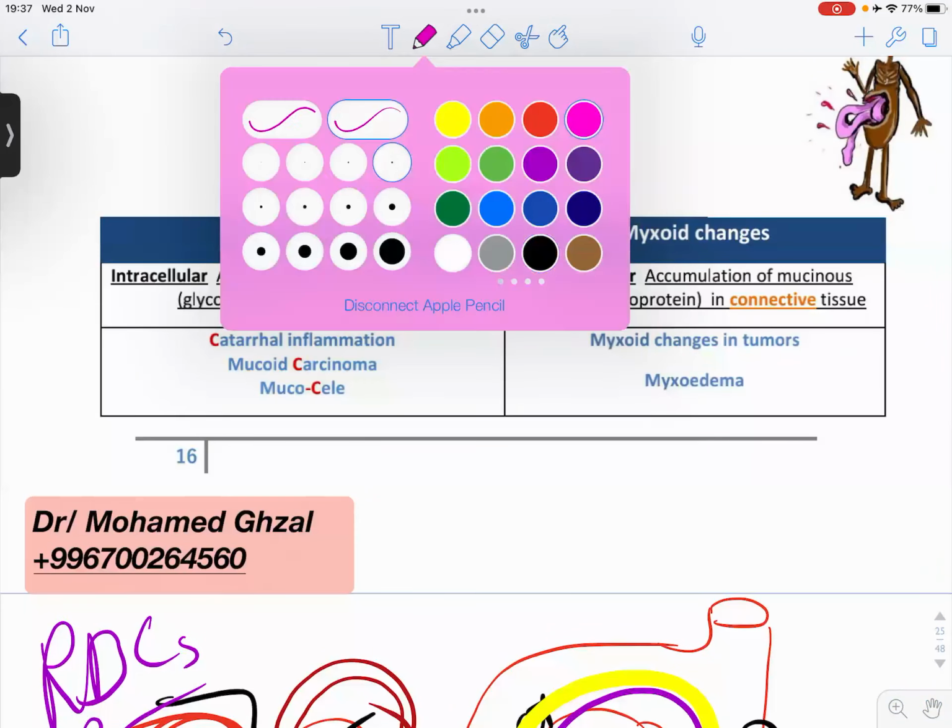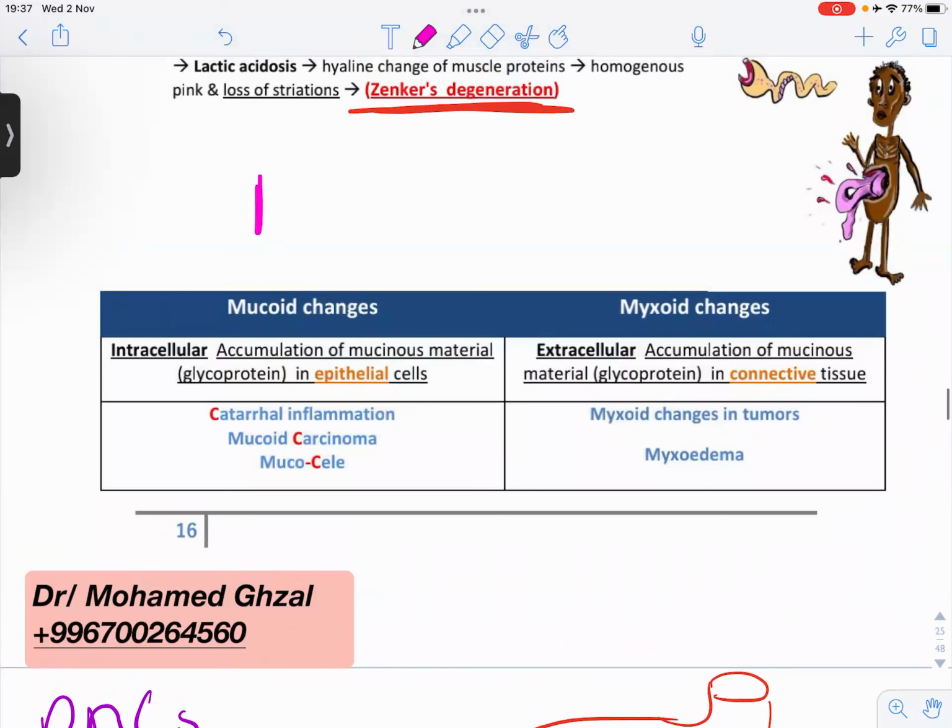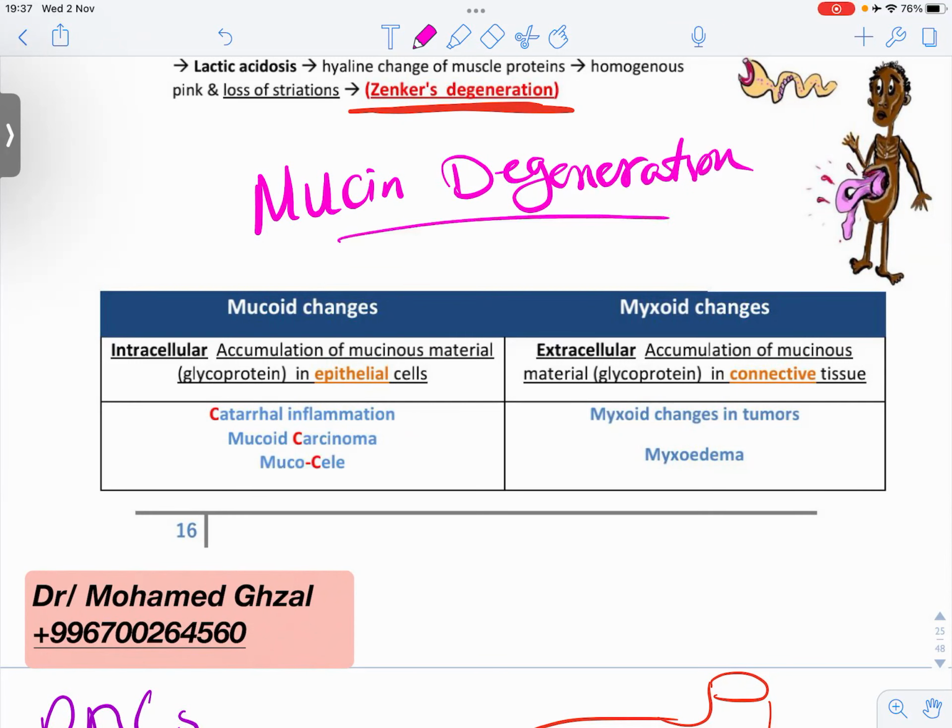The last example of reversible cell injury is mucin degeneration, accumulation of mucin. And we know that mucin is a protein which is produced and synthesized by epithelial tissue, not connective tissue. It's produced by epithelial cells. So the tissue which contains mucin is epithelial tissue, not connective tissue.